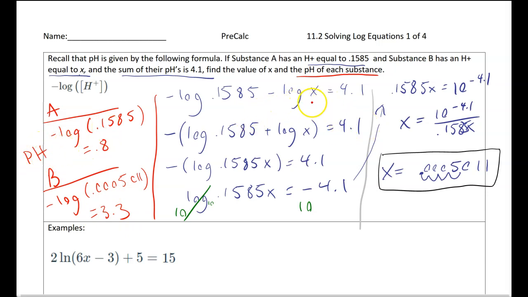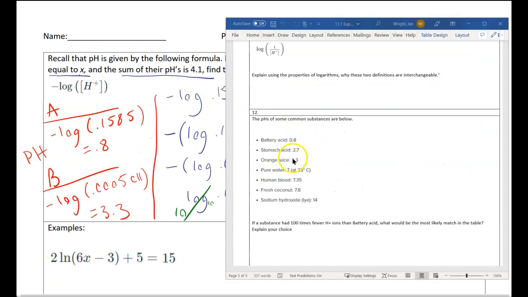Most of the lesson is actually going to be about solving for x, but I thought it would be nice to bring back this context from the previous lesson. So if we recall, like our context from the previous lesson, what we just figured out is we are talking about battery acid here and orange juice. So the sum of those is obviously 4.1. So that's the types of questions we can answer here.